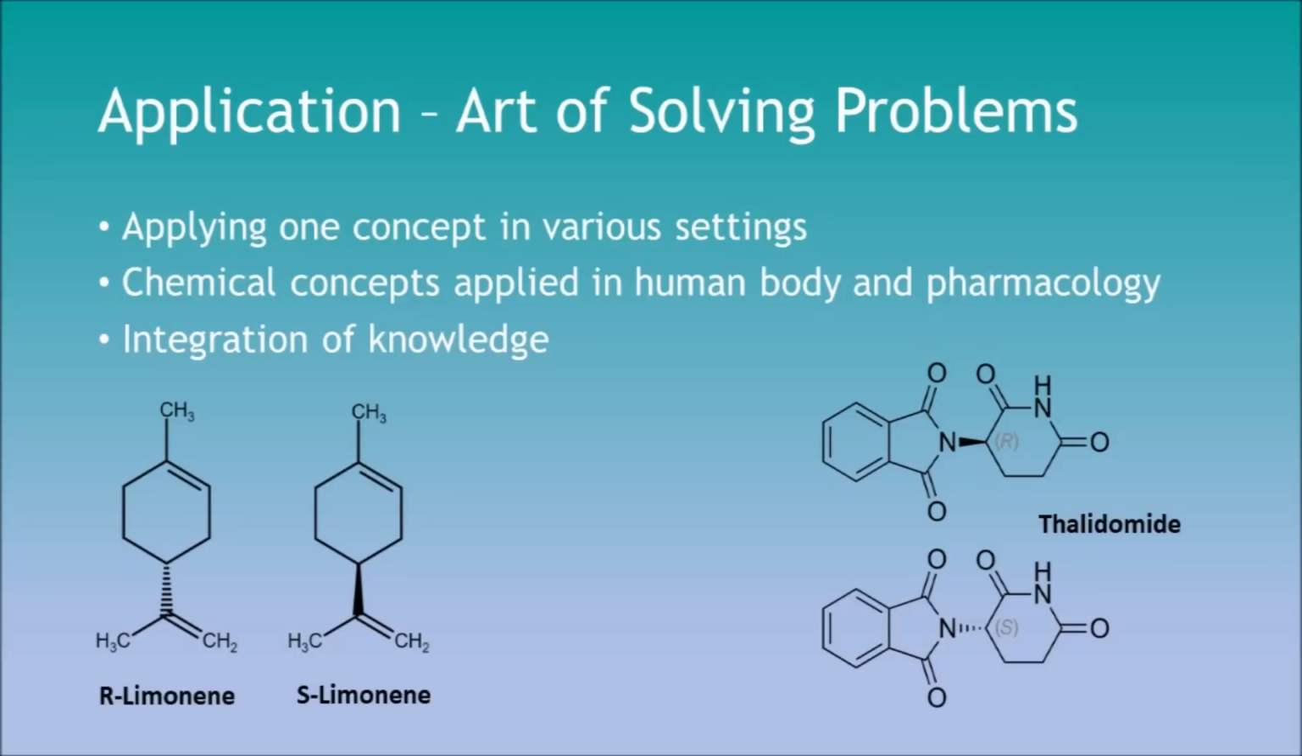Similarly, a medication to treat morning sickness in pregnancy called thalidomide created congenital defects in some babies while not in the others. Later, it was found out that out of the two thalidomide compounds, one which spun in the rightward direction treated the disease, while the other spinning in the opposite direction caused congenital defects. In this way, one concept of chirality was applied in different fields of sciences.